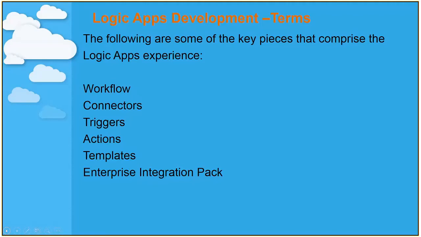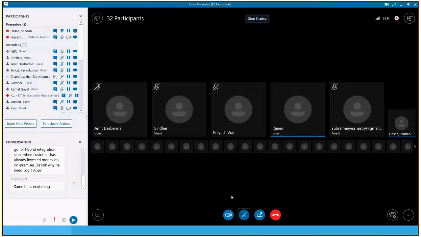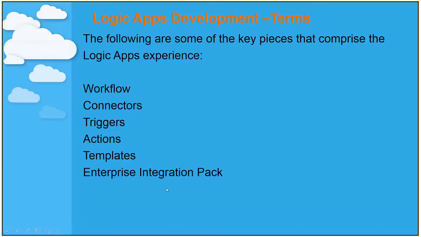Today I'll be showing you a simple demo to read a tweet and trigger a mail. So these terms we'll be seeing in our demo. Any question? Just to add on, this workflow is nothing but the orchestration which we used to have in BizTalk, and connectors are like the adapters which we used to have in BizTalk. Some other terms, like triggers, are new.